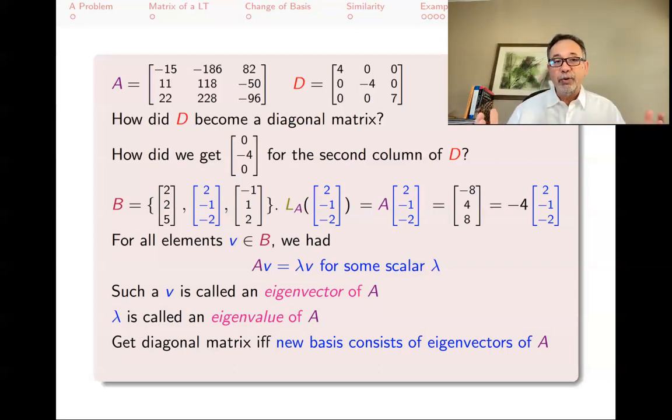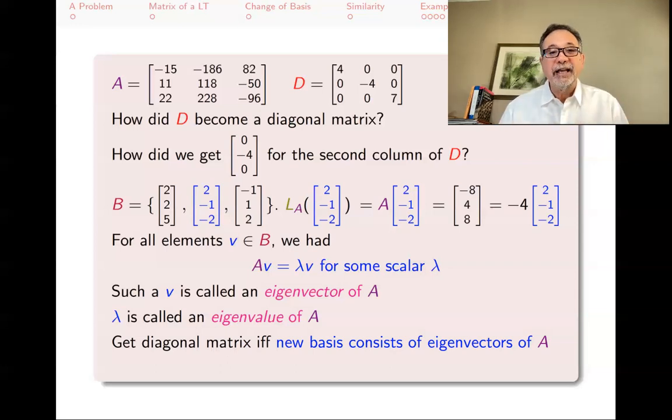So a matrix A walks through the door, pretty ugly. You can think of that as the matrix of the linear transformation LA with respect to the standard basis. What you want is a new basis, and you want all of the basis elements to be eigenvectors of A. And if you can do that, then you get a diagonal matrix.